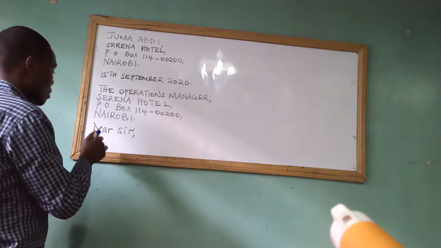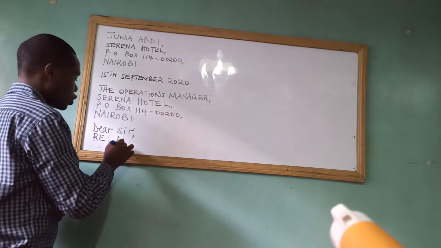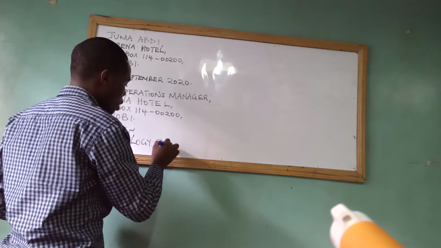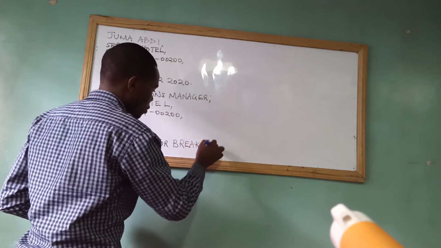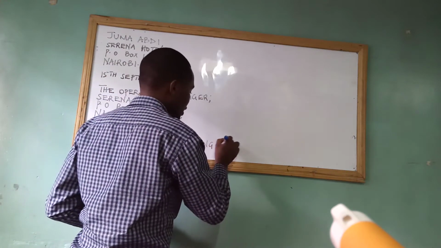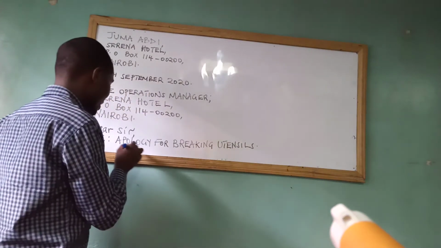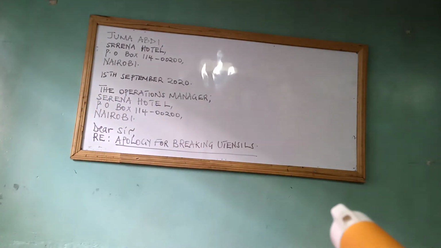Assume the manager is a man. Then the subject line: Apology for breaking utensils. Ensure that that is written in capital letters and underlined, with a very straight line to underline there.